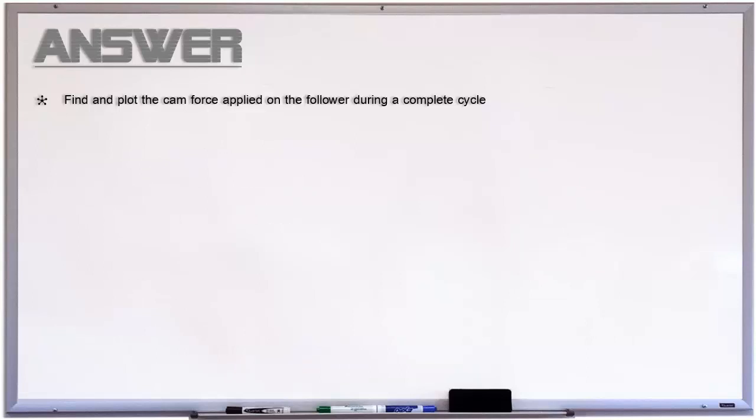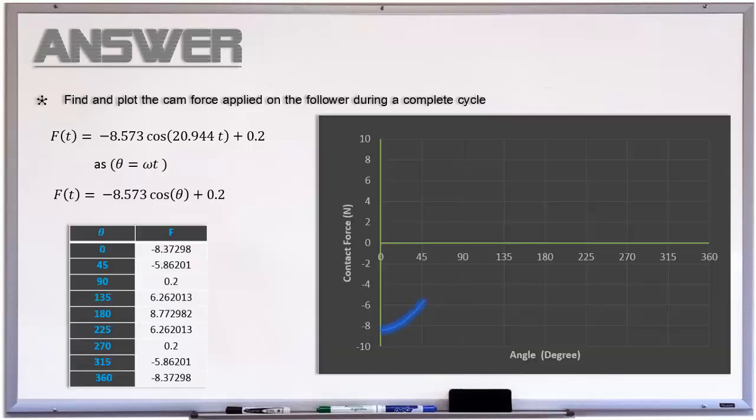Since we are plotting the contact force against theta, it would be more convenient to rewrite the expression in terms of theta. Knowing that theta equals omega t, we can write the contact force as follows. By now, we can calculate the contact force at different angles to construct our plot.